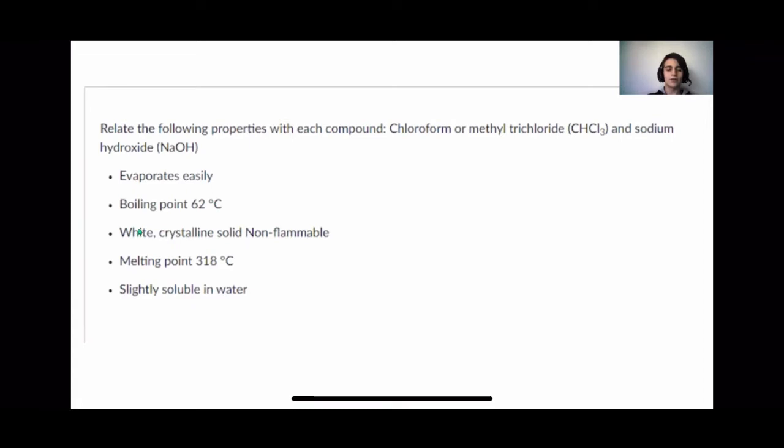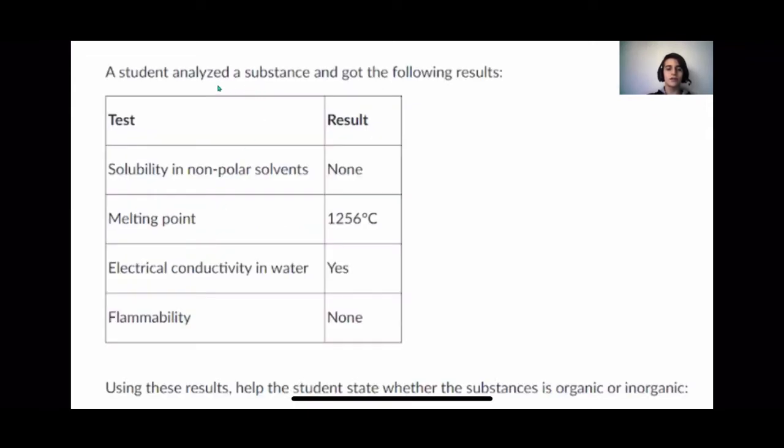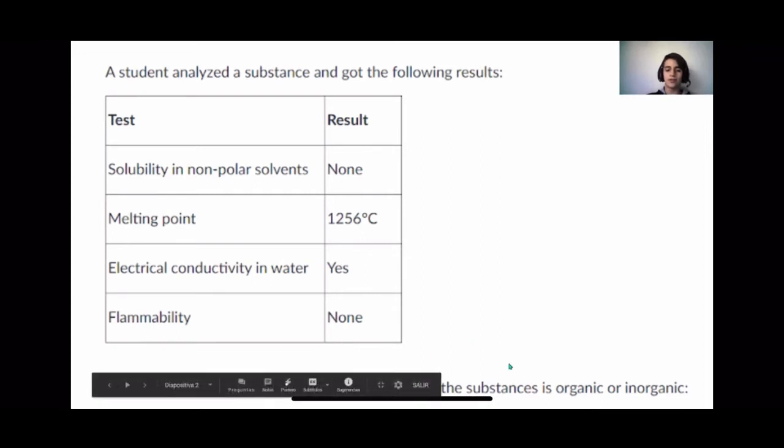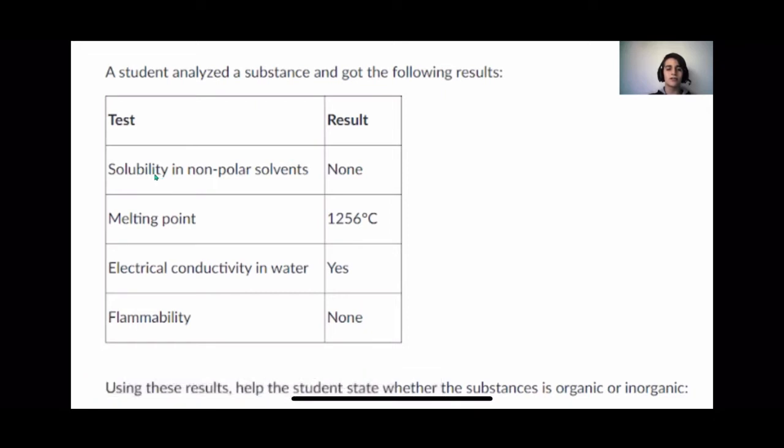that it is white, crystalline, solid, and non-flammable, and that it has a really high melting point at 318 degrees Celsius. The next question is that this student analyzed a substance and got the following results. Now we have to determine if the substance is organic or inorganic, depending on the test with solubility in nonpolar solvents, as we mentioned before.